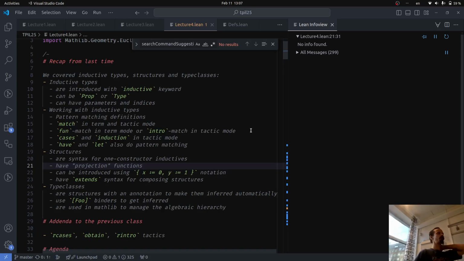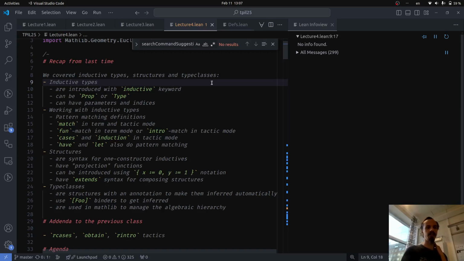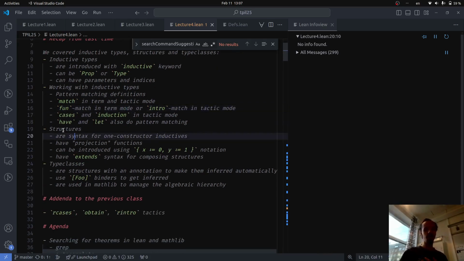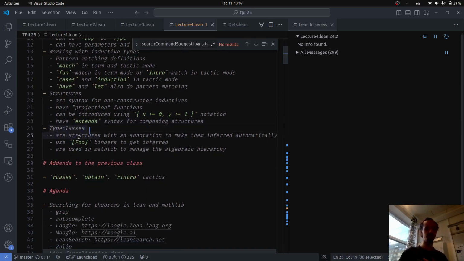So last time we talked about inductive types, inductive type structures and classes. As just a summary of the class, we learned about inductive types, how they can be introduced, they have parameters and indices, we can work with them by pattern matching, using cases and induction, and then you can construct structures with various methods, and using type classes to do a sort of backtracking search to help generate these.